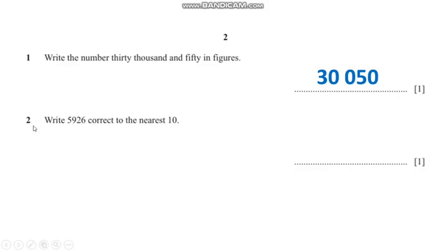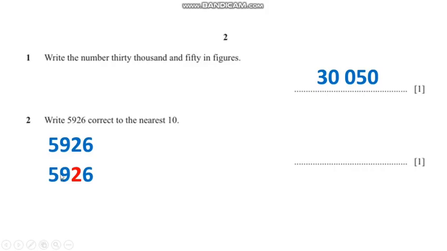We now come to our question 2. Write 5,926 correct to the nearest 10. So first thing, we are going to write the number, which is 5,926. So they want us to write this number correct to the nearest 10. So in this case, we need to identify which number is on the place value of 10. So 6, the place value is 1s. 2, the place value is 10s. So we need to round off this number 2 to the nearest 10s. So this is the number 2 that we are going to round off.